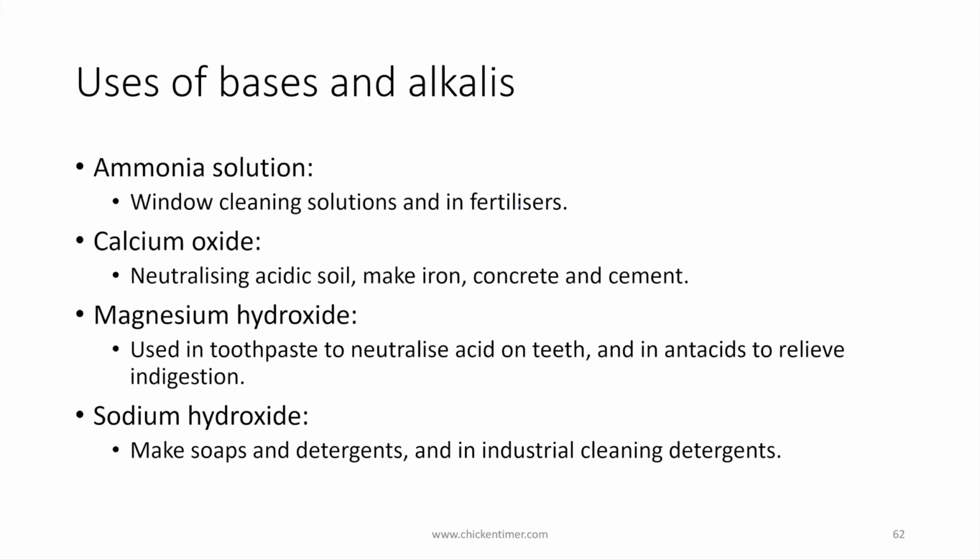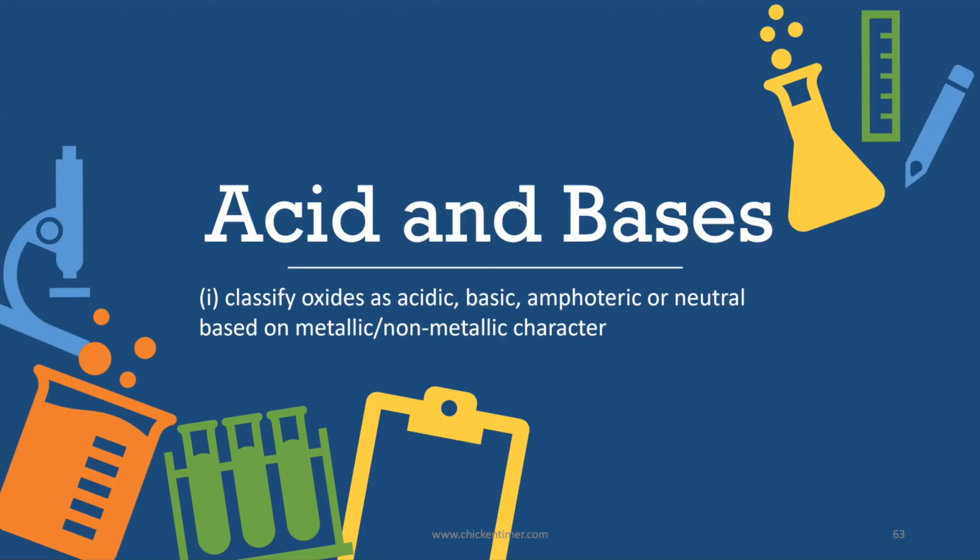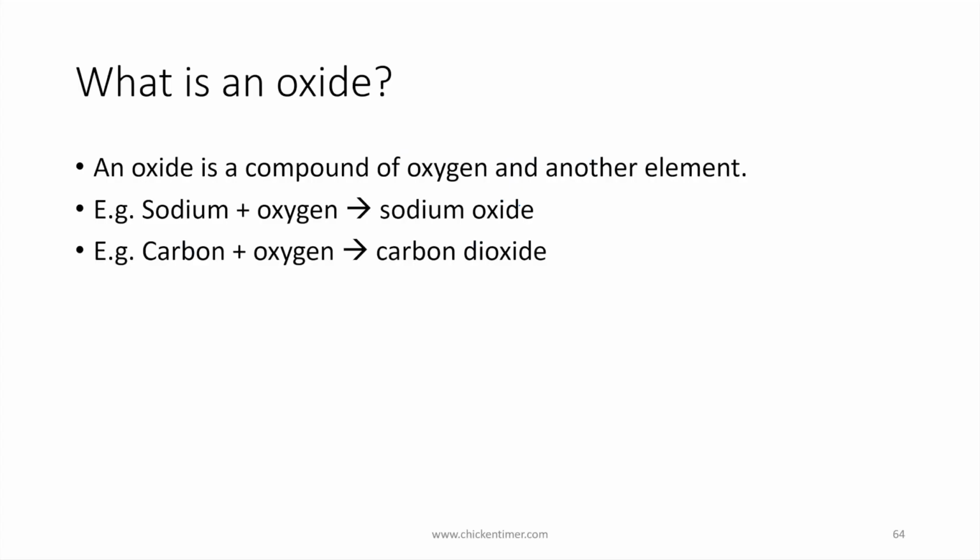So this one is just roughly read through, you remember some uses. If they ask you, just give them one of them. So this is our last section, just to talk about acidic, basic, amphoteric, and neutral oxides. A compound named the oxide, that means it's actually a compound made out of an element and oxygen.